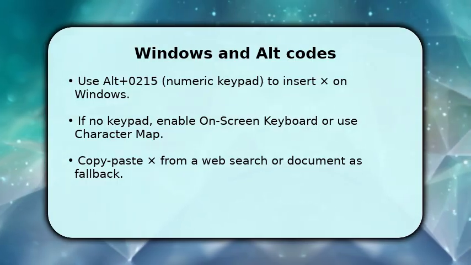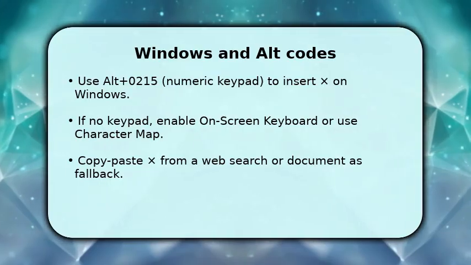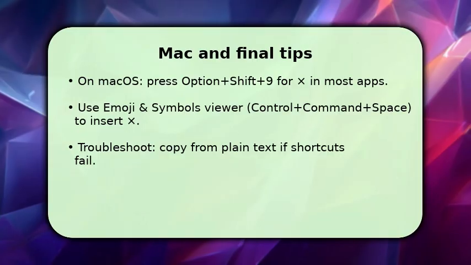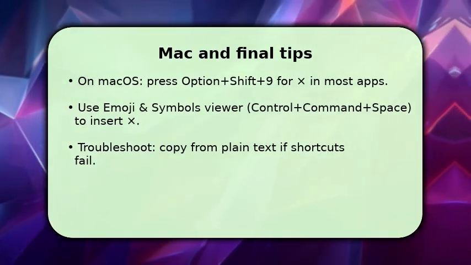On a Mac, type Option plus Shift plus 9 for the multiplication sign in many apps. If that doesn't work, open the Emoji and Symbols viewer with Control plus Command plus Space. Search for multiplication and double-click times to insert.